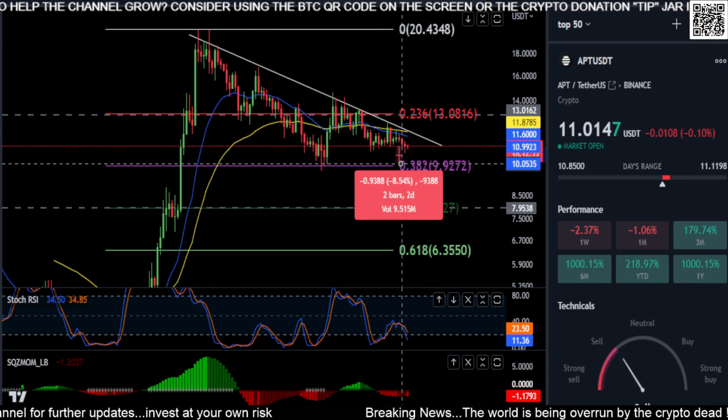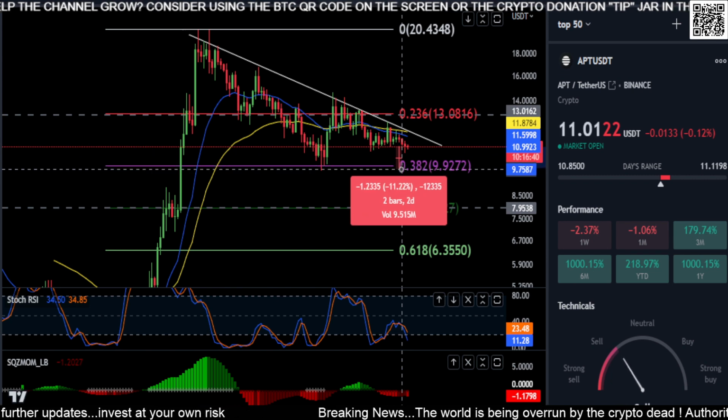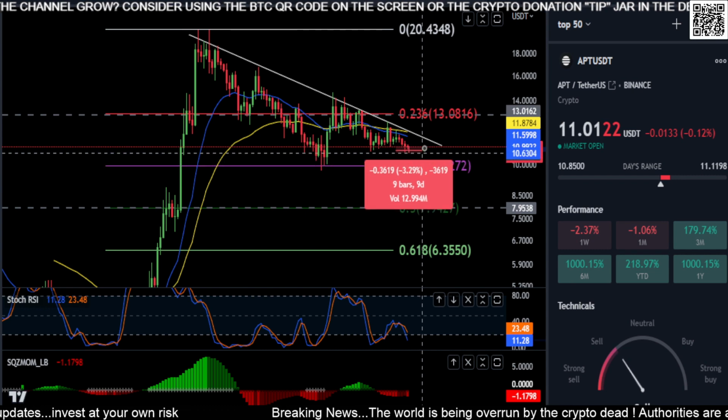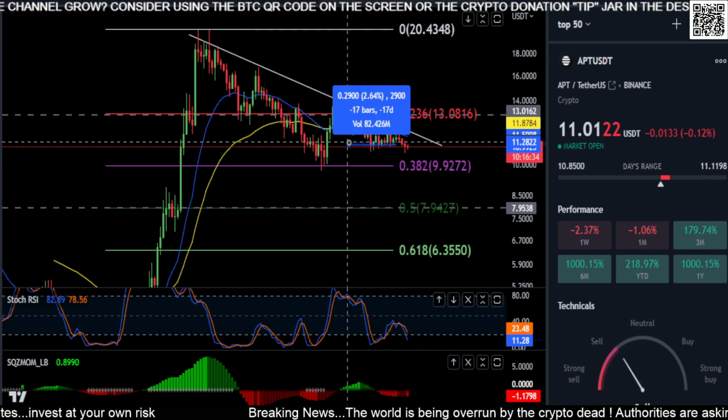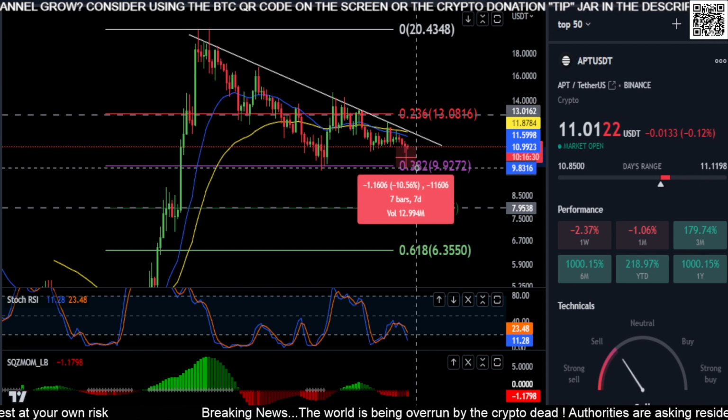So we're going to go ahead and measure this. You're looking at about a 9.5% drop to that 382, which I mentioned a minute ago. If it does bounce and come back up here and get stuck yet again, you're going to form this bearish pattern here. And then that's probably a signal that it's just going to start falling off the table at that point.